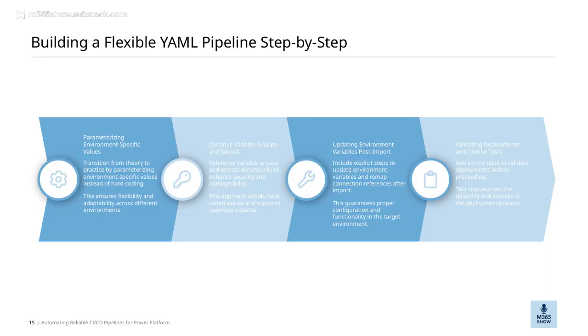Next, after importing components into the environment, it's important to explicitly update environment variables and remap connection references. This step guarantees that the environment is properly configured and that all connections point to the correct resources. It's all about making sure everything works seamlessly in the target environment.